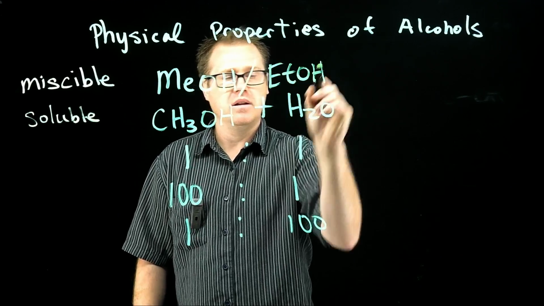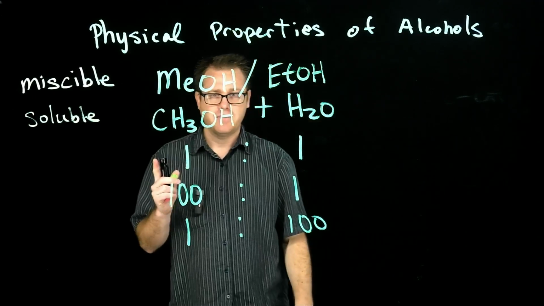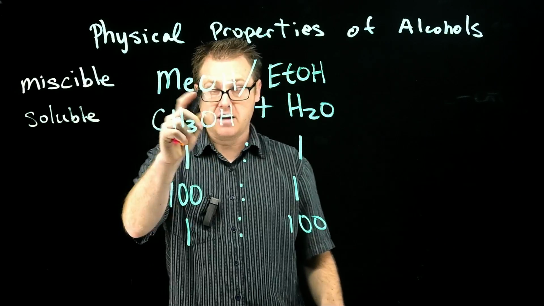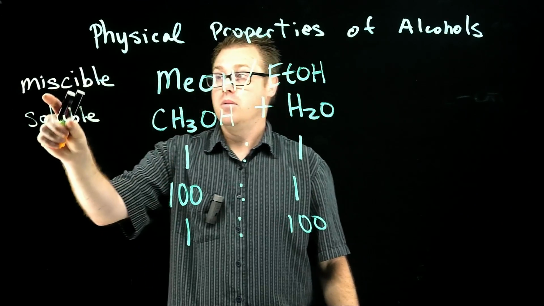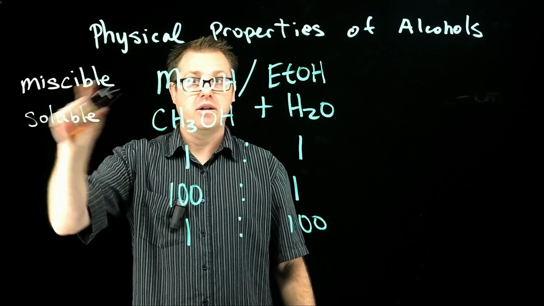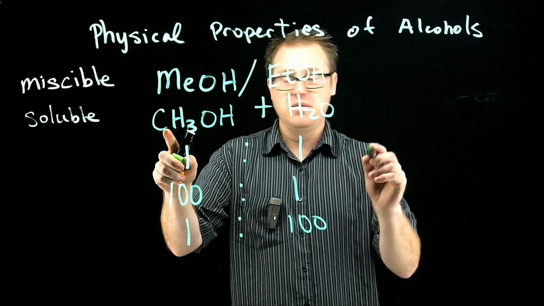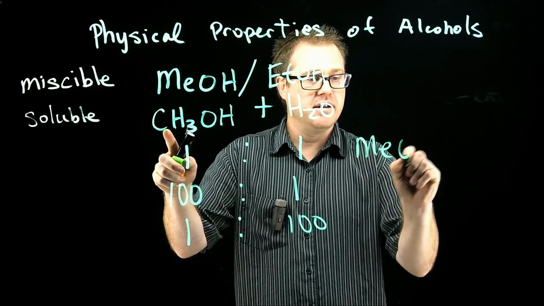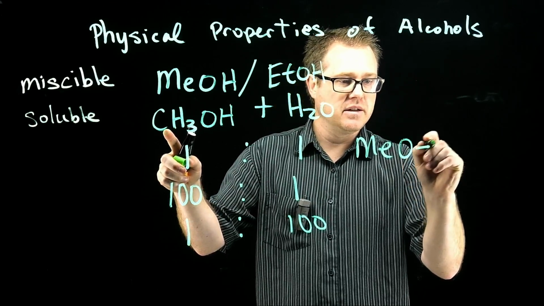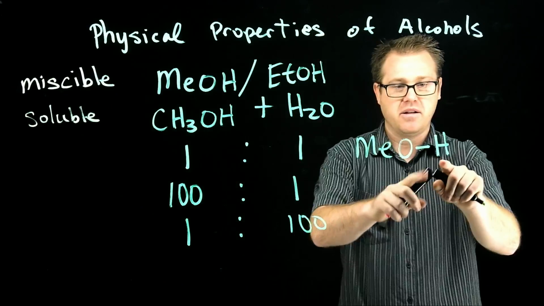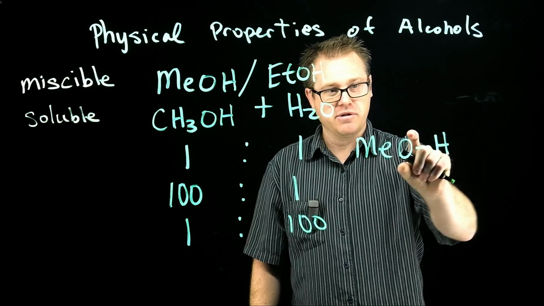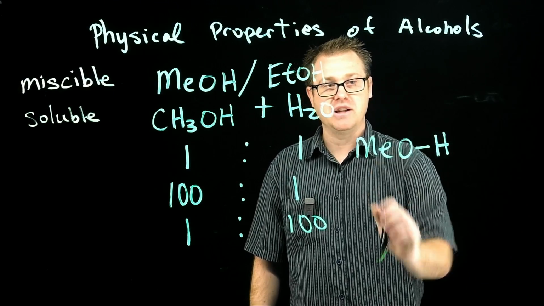All right. But then, let's talk about why methanol is perfectly miscible in water. It's because of the hydrogen bonding here. Because you look at methanol, and I'm going to represent it like this. Okay. Do you see how in methanol we have a hydrogen directly attached to an oxygen atom?